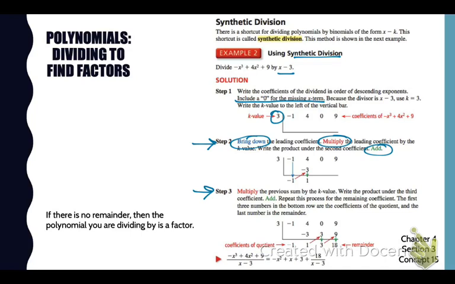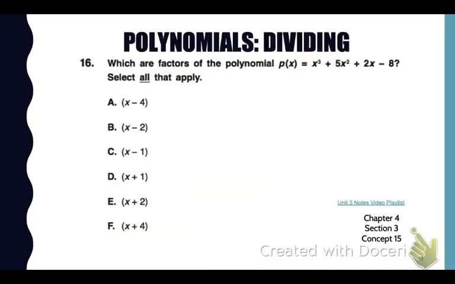Step 2, you bring down the first number. You multiply that number out front by it, and then put it up underneath the second term, then you add. So you multiply diagonally and add vertically. When we get that, the last number is our remainder. If there's no remainder, then the polynomial you are dividing by is what we call a factor. So go to number 16 in your pretest packet. Which are the factors of the polynomial?